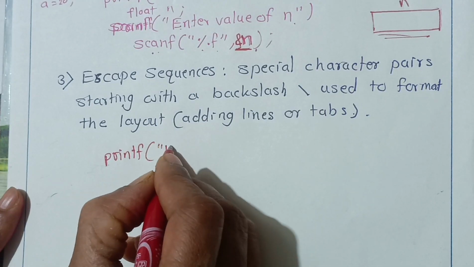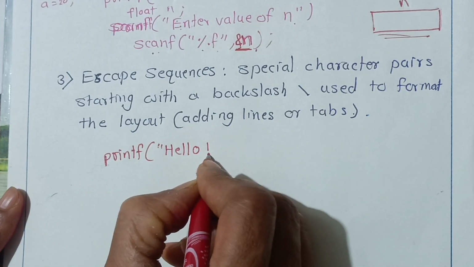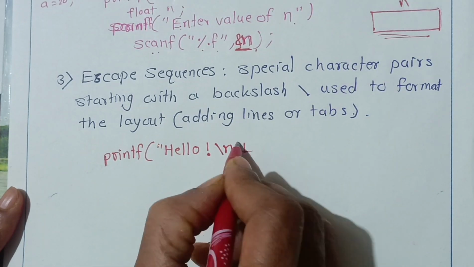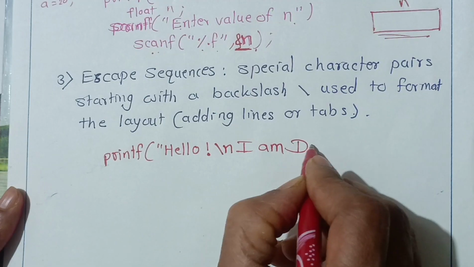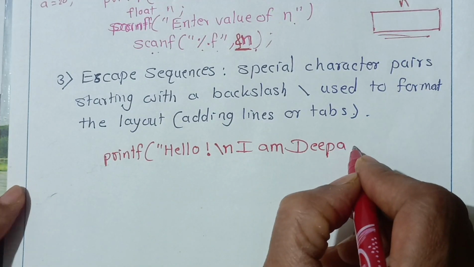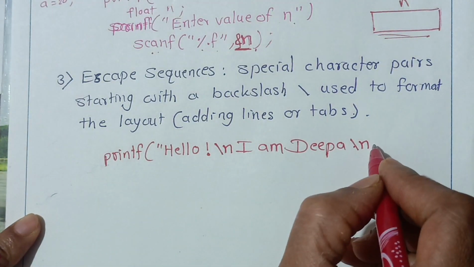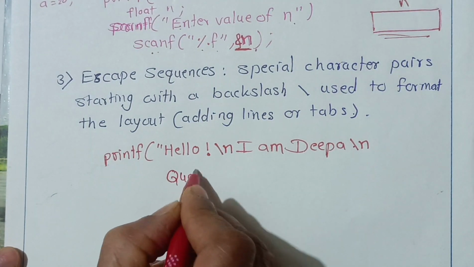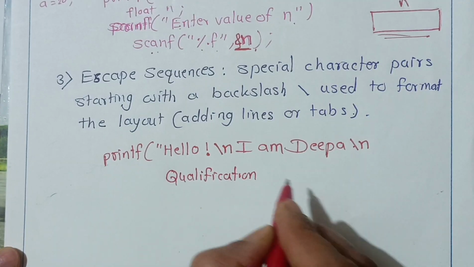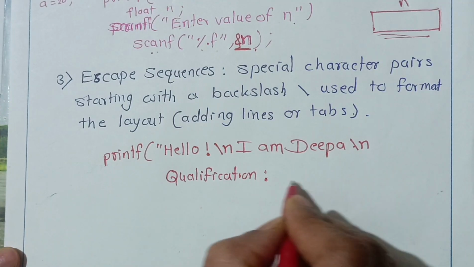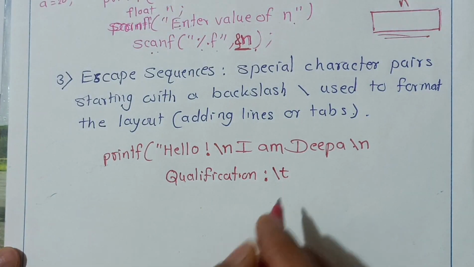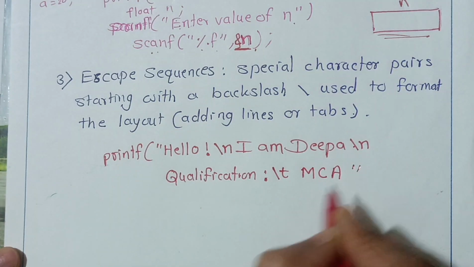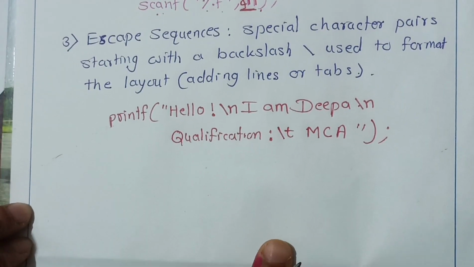printf hello. Then in the next line, I want to print I am Deepa. Again in the next line we want to print qualification. After that, if you want to leave a space, you can give backslash t, and then write your qualification. Complete the double quote. So what will be the output here? See here.